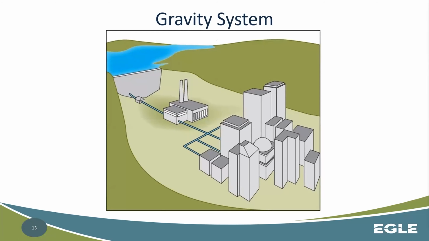This is a gravity system. Okay, so this is actually this dam build up here. You're having that pressure building up here. So it flows into the plant, flows to the distribution system. Okay, lots of different examples of this.